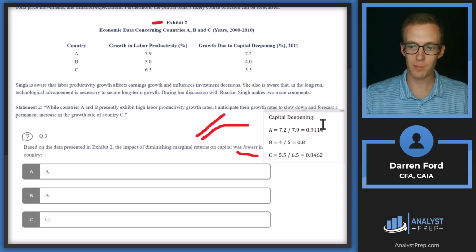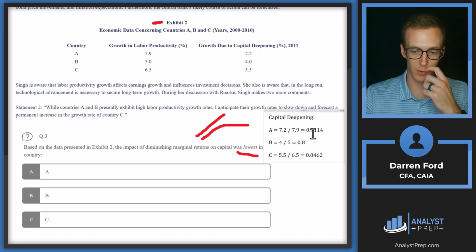The higher percentage suggests that these capital investments are still providing substantial productivity gains. So a higher number is better, and essentially means we're having less diminishing marginal return. We want to go with the highest number. A, we've got 91%. B, we have 80%, and C, we have just about 85%. So we'll be going with answer A for question 3.